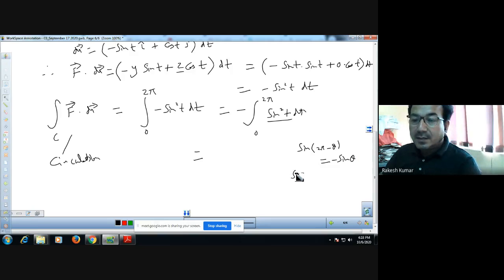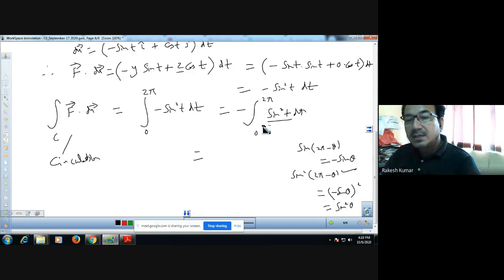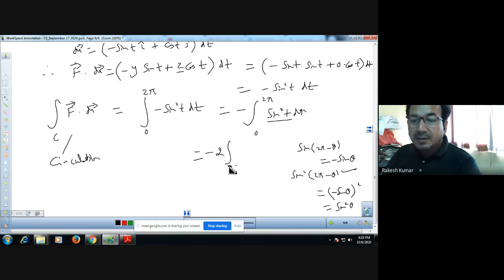But if we want to find the square in this interval, sine square of 2 pi minus theta will be minus sine theta whole square. So it comes out to be sine square theta. What I want to say is that in this interval 0 to 2 pi, the sine square function is always an even function. And for an even function, we have the property that from 0 to pi, you take the half angle and multiply it with 2. This is the property which we have done in 10 plus 2 class.